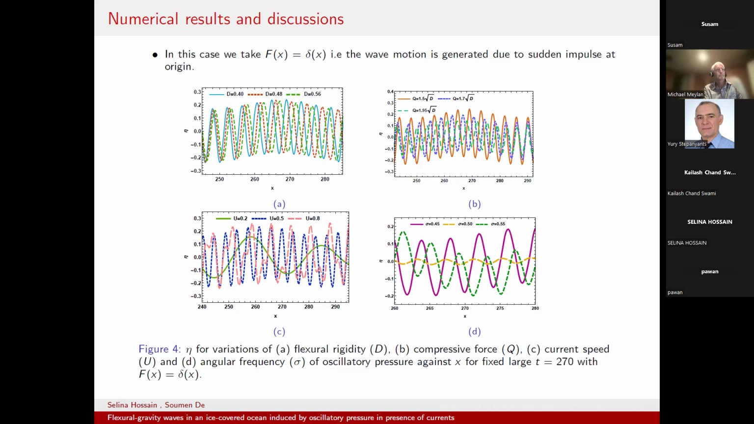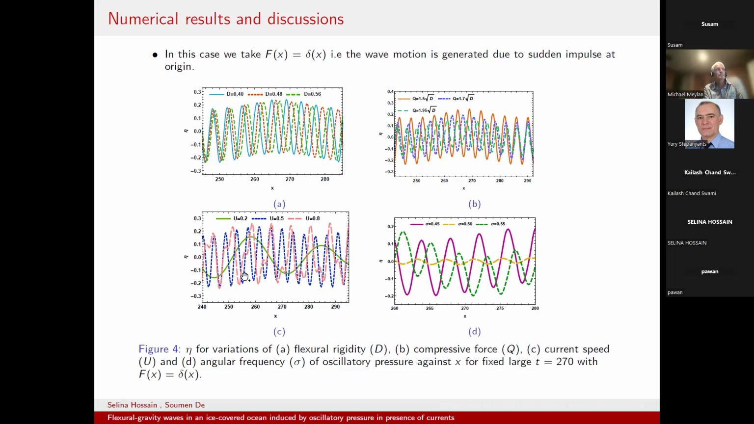Figure 4b indicates that the plate deflection decreases for higher values of compressive force acting upon the elastic plate. Increasing the compressive force reduces the propagation speed, and therefore we can conclude that the deflection of the ice-covered surface decreases for increasing values of compressive force.